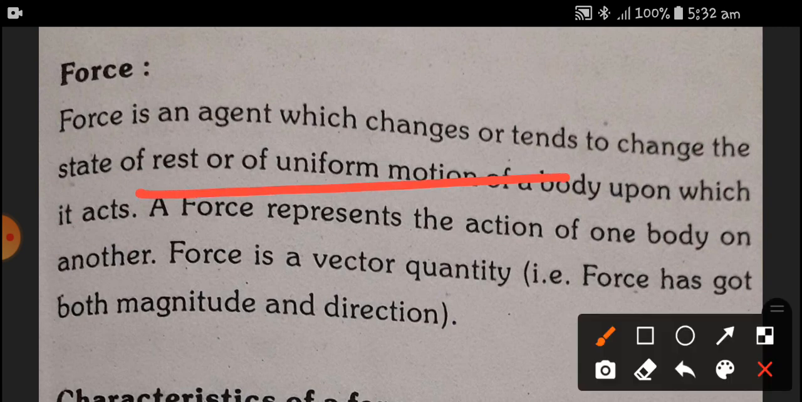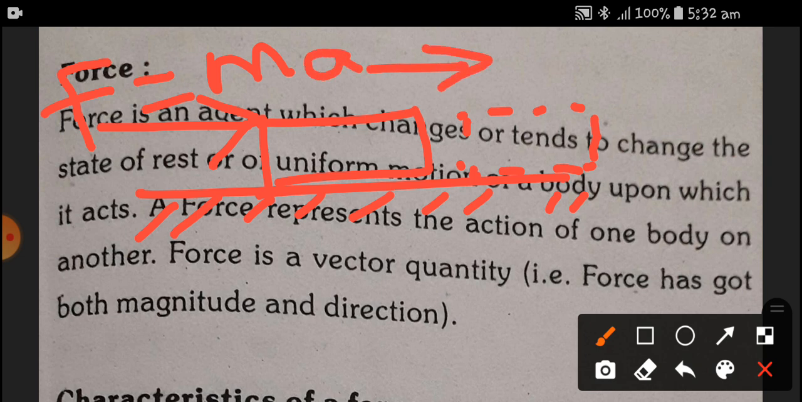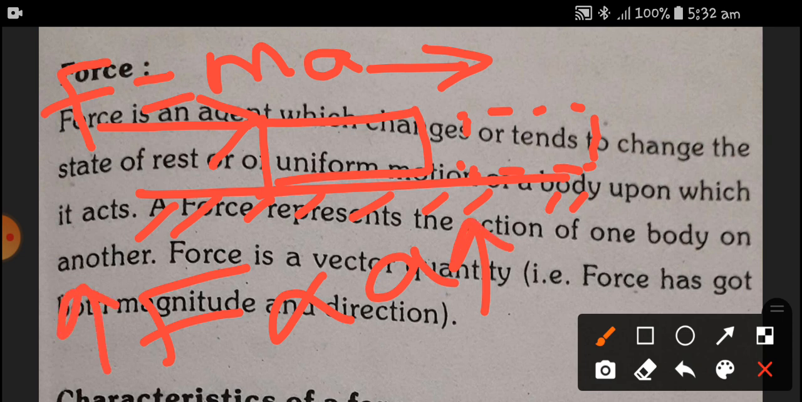If I say this is a stationary surface, and here I have a body, and I am pushing the body so that it tends to move in this direction, this agent is called a force. Force is equal to mass into acceleration. This is derived from Newton's second law, and we know that force is directly proportional to acceleration. How much acceleration we give, that much force is multiplied. If the acceleration increases, the force increases. Even if mass is constant, if we increase the acceleration, the force increases.